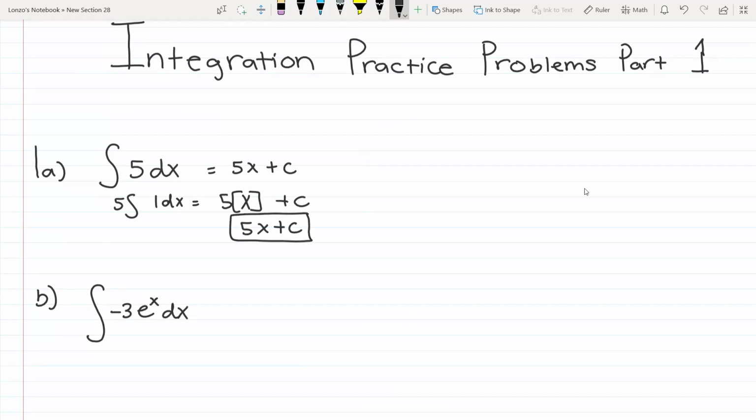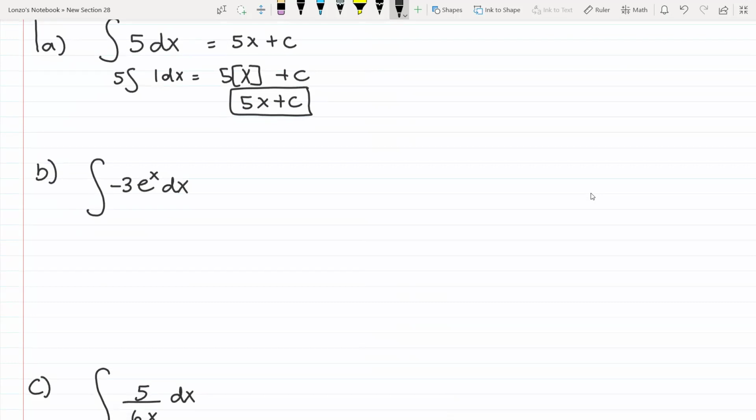The next one, we have to take the integration of -3 times e to the x dx. Do not use integration by parts. What I would do is take out a constant if you can, and -3 is our only constant, so you take that out. Then what is the integration of e to the x? It is just e to the x. Then bring down the -3.